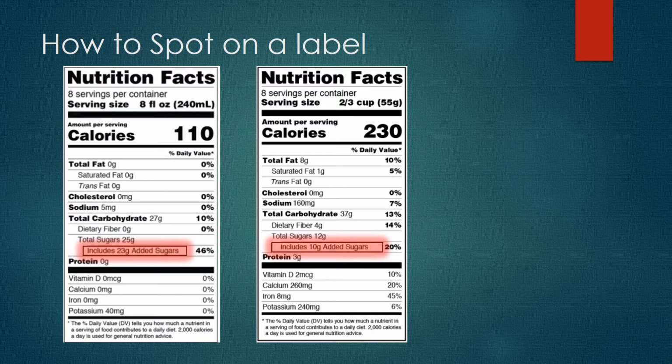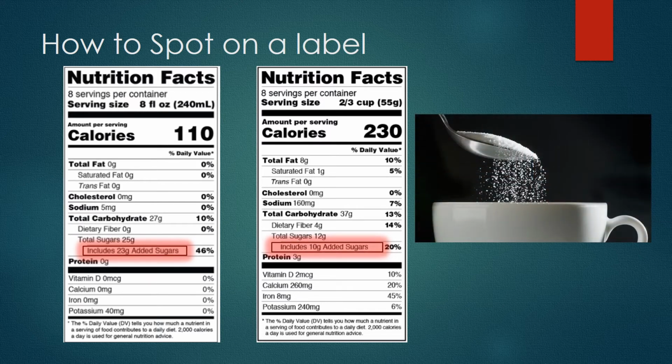For the second example, we can see the portion of 2/3 of a cup contains 12 grams of total sugars, of which 10 grams are added sugars. The second example contains about 2.5 teaspoons of sugar.